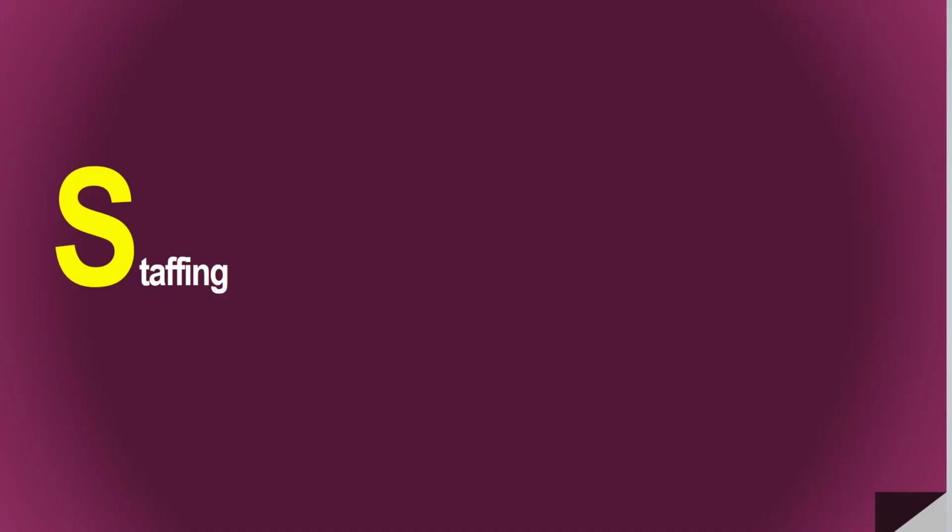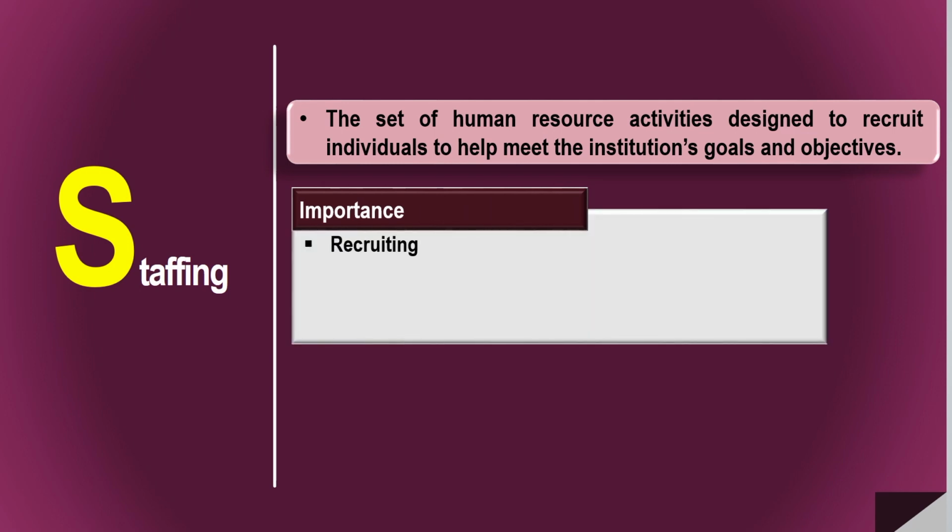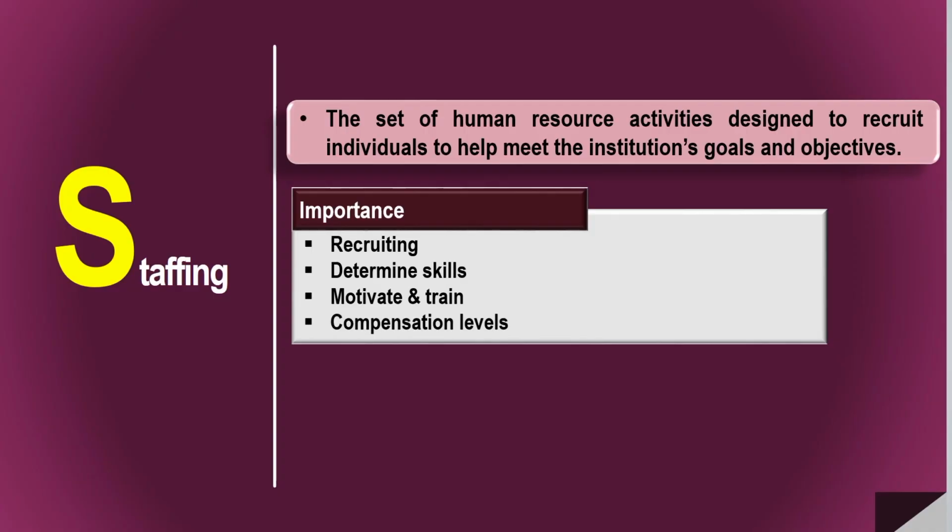Then comes the third function of institutional management process, it is staffing. In staffing, the set of human resource activities are designed to recruit individuals to help meet the institutional goals and objectives. Importance here is we are focusing on recruitment, right men for the right job, then determining the skill set required by the individuals, giving them the skill set in terms of training and empowerment, motivating them to do the best, then compensation in terms of their performance, awards.